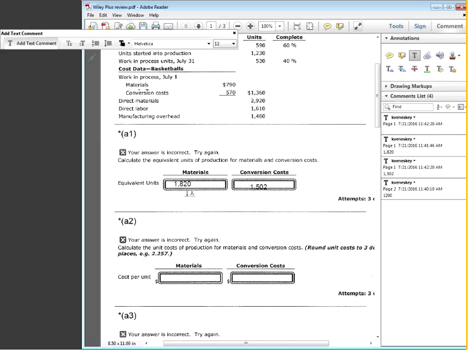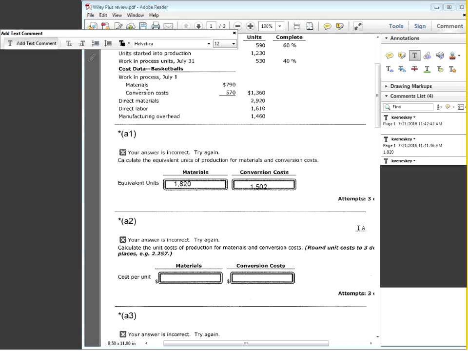Now when we get down here to A2, we're going to use these equivalent units and combine that with the cost segment, because they want to know how much it cost per equivalent unit for materials. So I look back up here, and in materials I have two different amounts: the $7.90 for my beginning stuff that was already used, and the $29.20. I want to combine those. So the $7.90 plus the $29.20 for materials gives a total of $37.10, and then I would simply want to divide that over the equivalent units for materials.